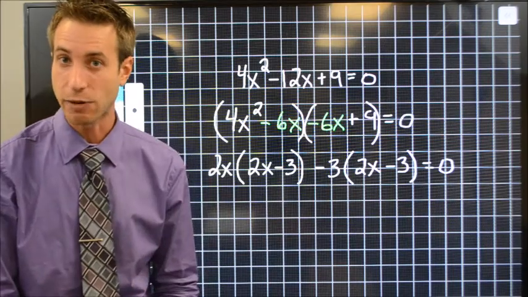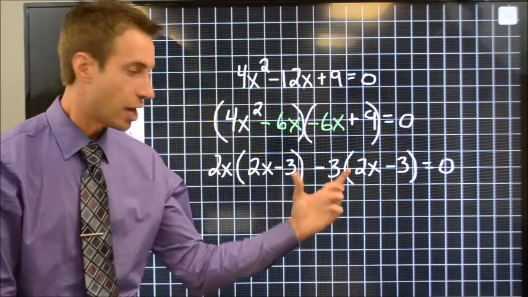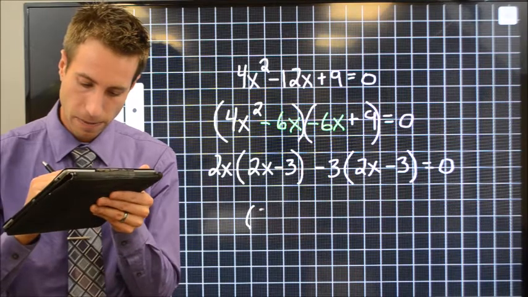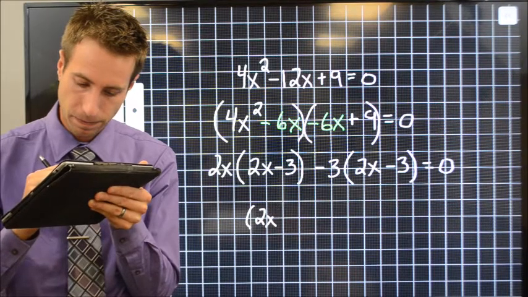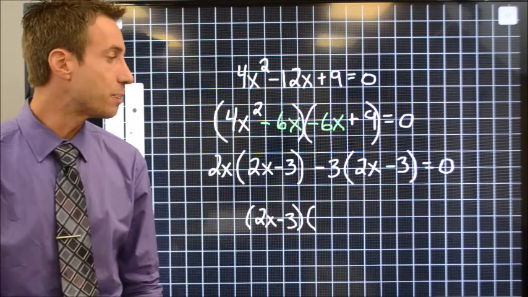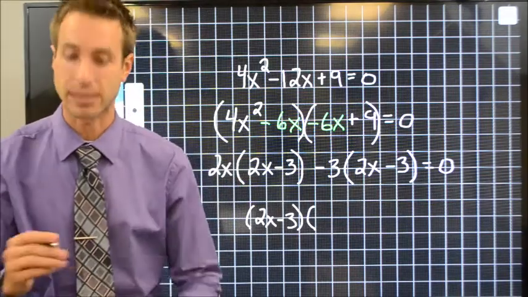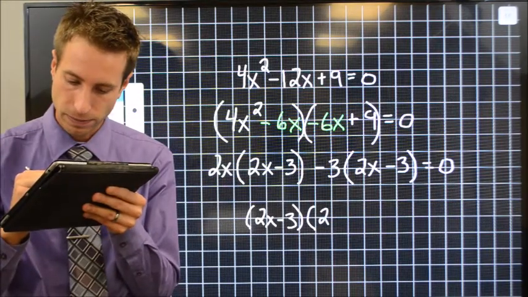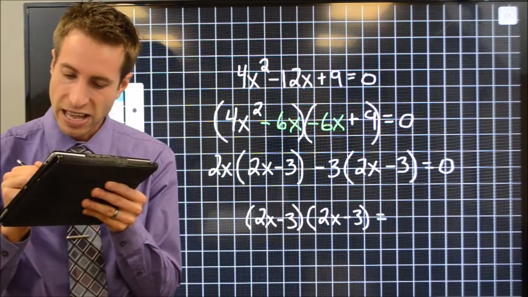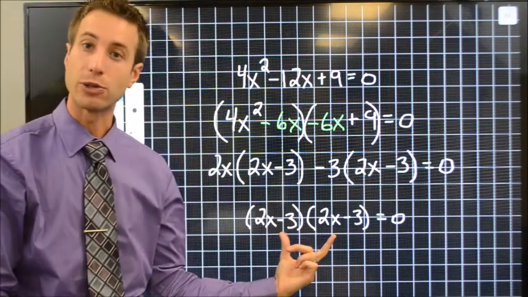And here's how you get your factors. You're going to take the GCFs, 2x and minus 3. You're going to write them together as one of your factors. Your other factor is going to be the quantities left inside of the parentheses, so the 2x minus 3. Now, if you were asked to factor this quadratic, you just found your two factors.